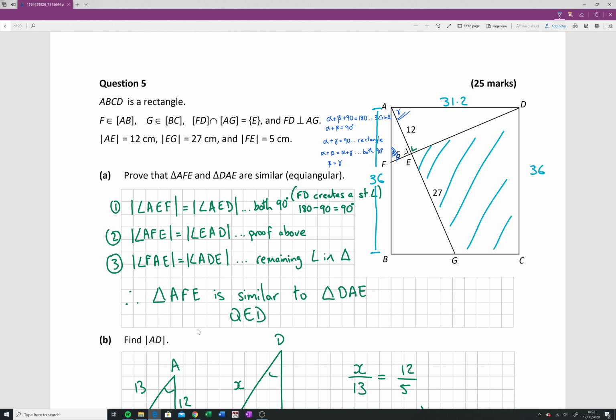Okay, so the obvious thing to do is get the area of the rectangle. Length by width or height or whatever you want to call them. 36 times 31.2. So let's do that. Okay, that is an area of 1123.2. Couple of ways to do the rest.